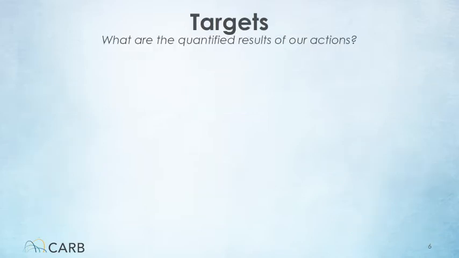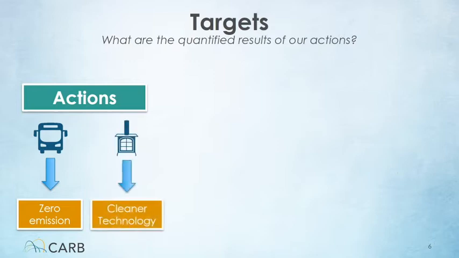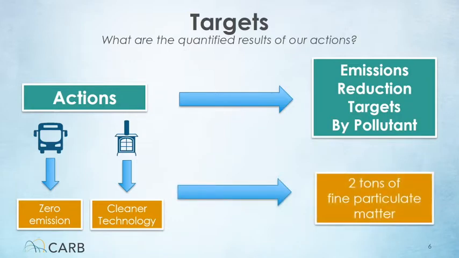Now let's talk about targets. All community emission reduction programs include targets that quantify the emissions reductions for specific pollutants from proposed actions. For example, imagine we took action to use zero-emission buses in the community or retrofit wood stoves in people's homes. We could calculate the emissions reductions from these actions to get to our target. In this example, the target might be 2 tons of fine particulate matter. Why do we focus on emissions reductions? Community emissions reduction programs are designed to achieve real reductions, and setting targets helps ensure that these occur.